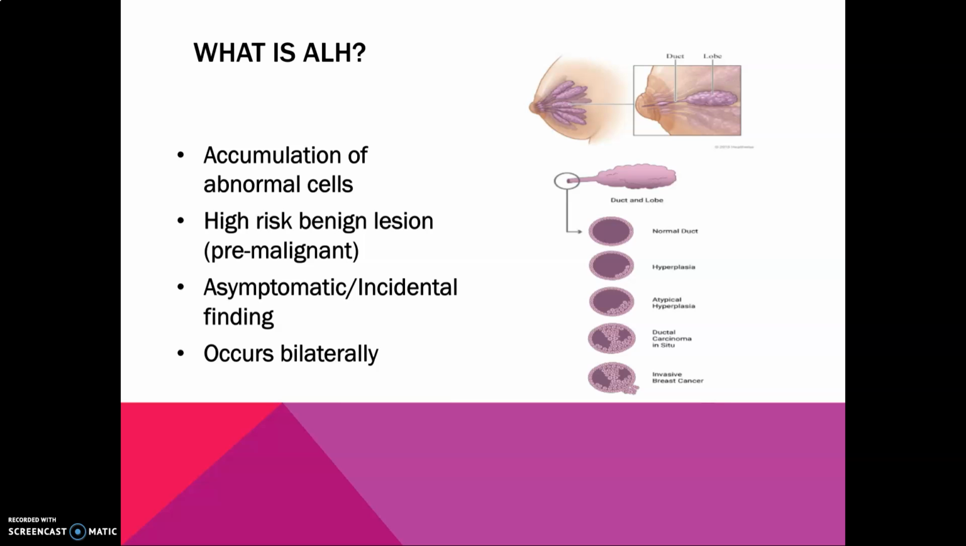In the diagram, you can see a duct and a lobe. Beneath that, you see a normal duct, and then a hyperplasia duct, which is an increased amount of cells, and then the atypical hyperplasia, which is the accumulation of abnormal cells. And then below that is the ductal carcinoma, and then finally the invasive breast cancer.